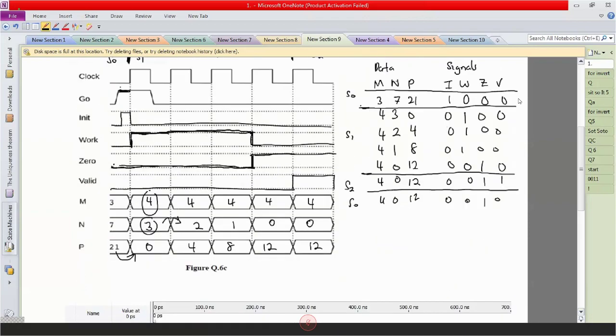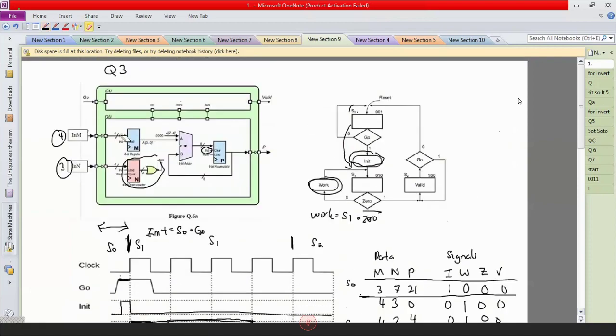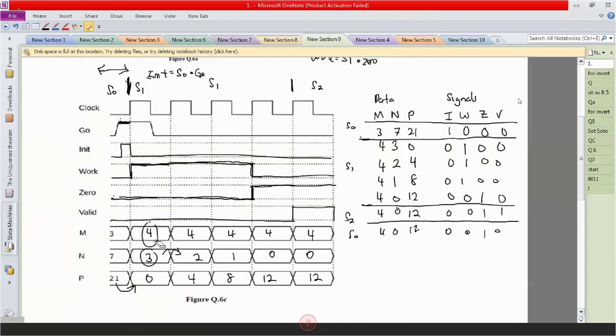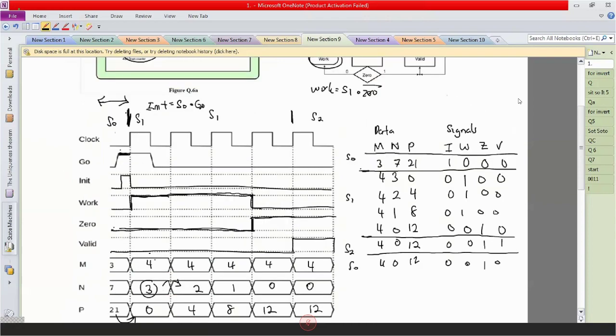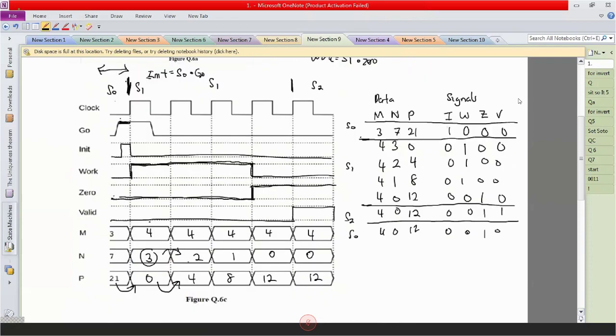So the M is going to stay as 4 all the time because it only loads during the initial state. So I put the 4. You can fill up the 4. So 4, and 3, 2, 1, 0. And then the product is going to be 4 plus 0 is 4, right? And then you load 4. Then 4 plus 4 is 8, so you load the 8. 8 plus 4 is 12, so you load the 12.